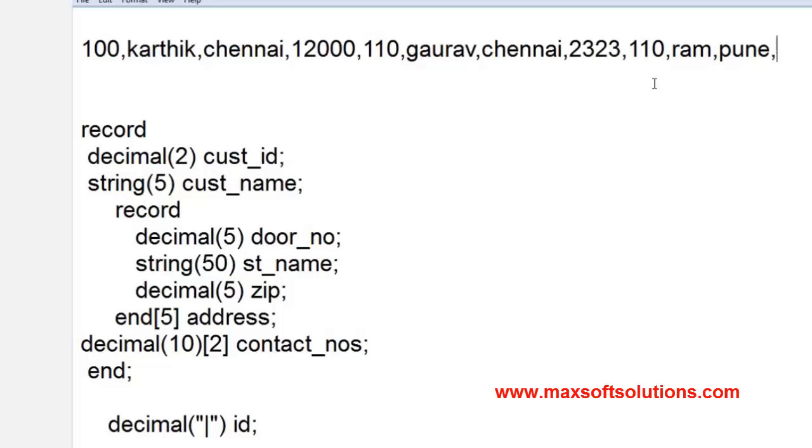Here I would like to say, suppose one row contains the first 4 fields, fine: 100, Karthik, Chennai, 12,000. This makes my one record, one row. Then for the last record, say it's salary, I will add the delimiter.